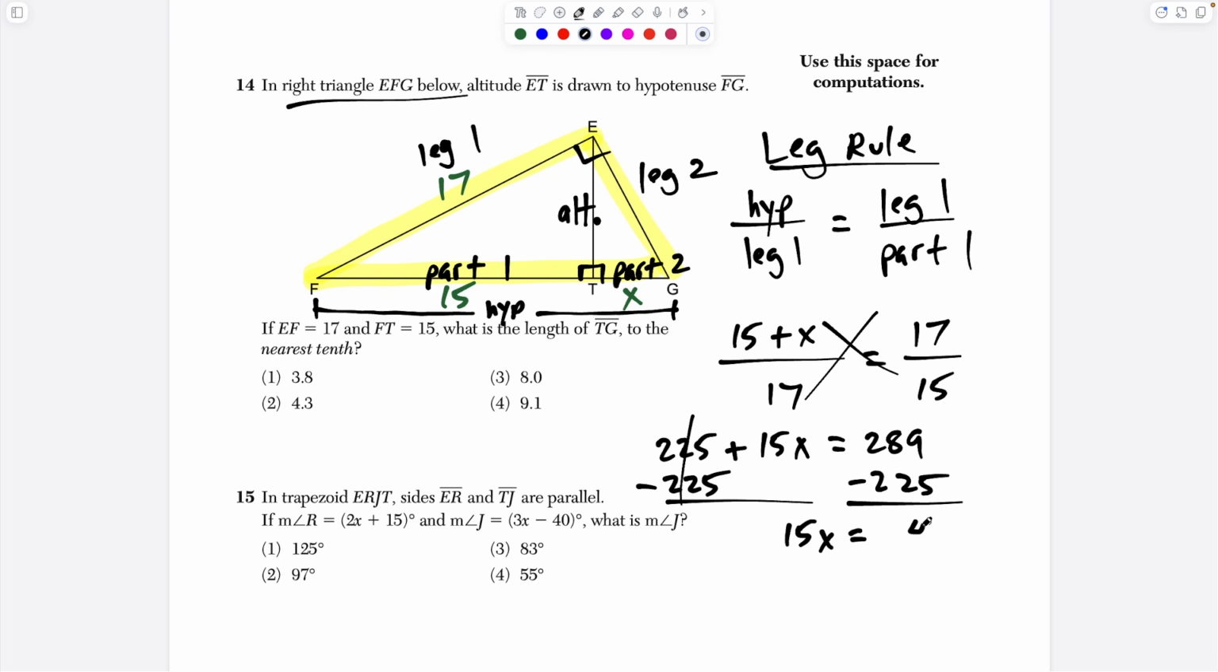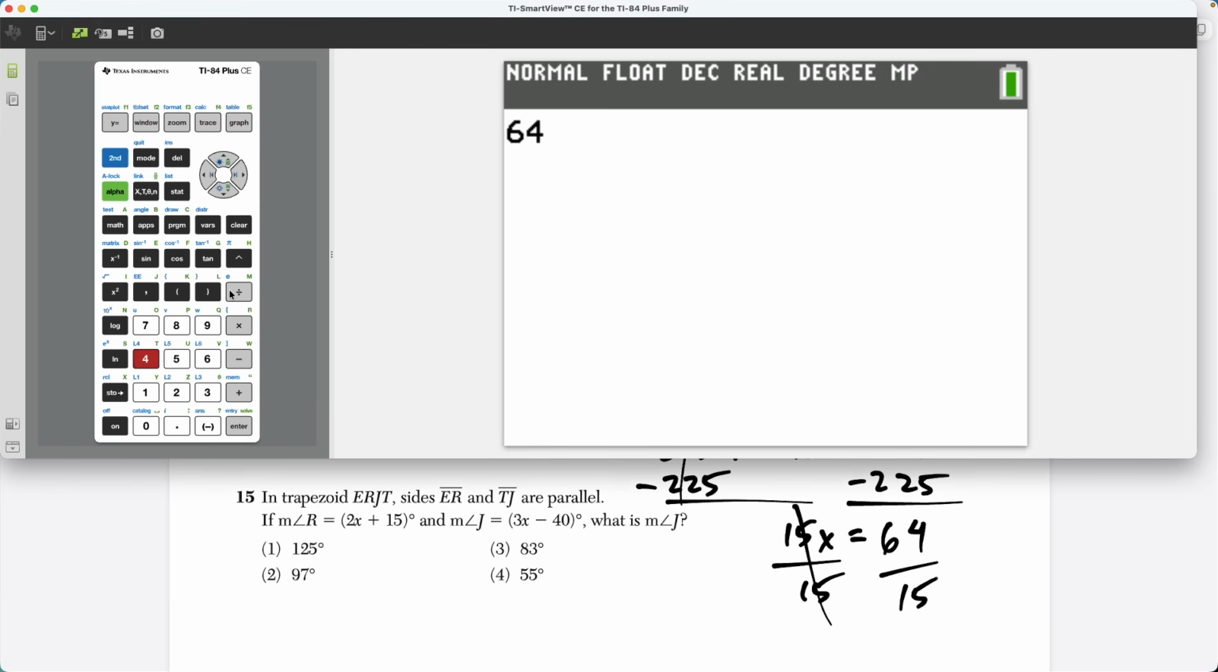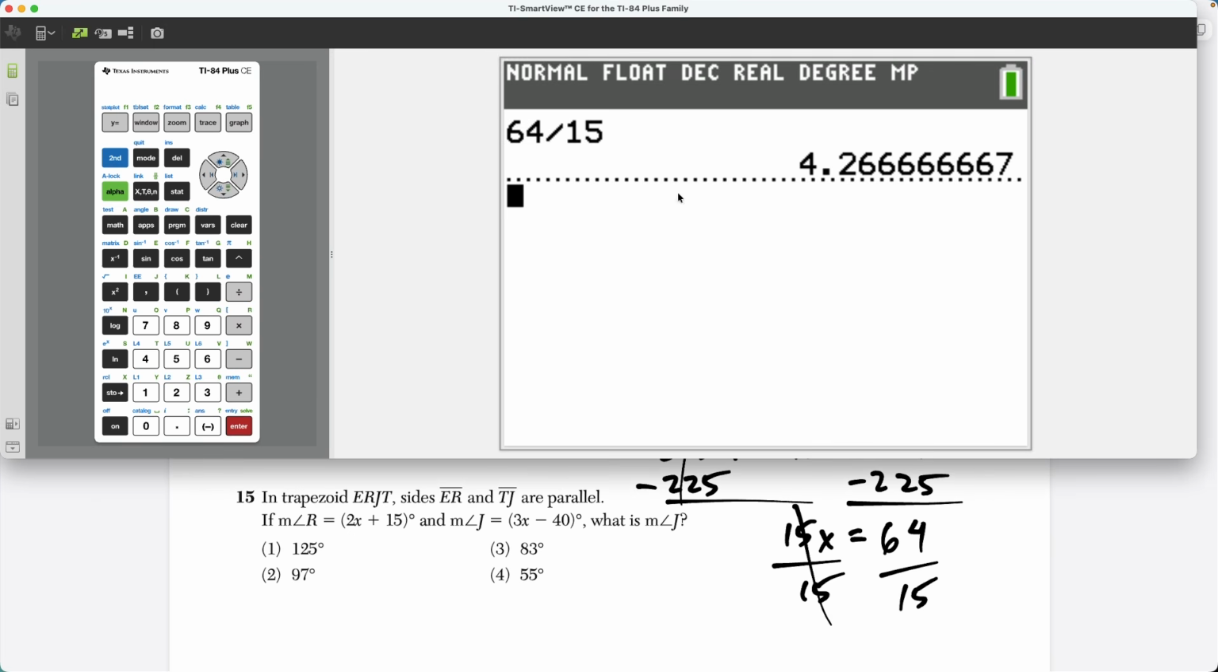9 minus 5 is 4. 8 minus 2 is 6. 2 minus 2 just goes away. So we have 15x equals 64. And now we just divide both sides by 15. So we can work this out. 64 divided by 15 gives us this value here.